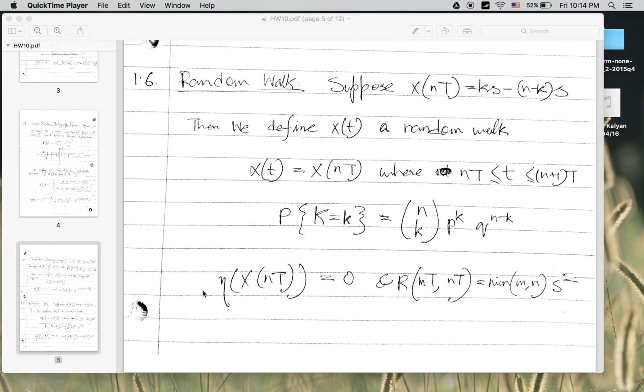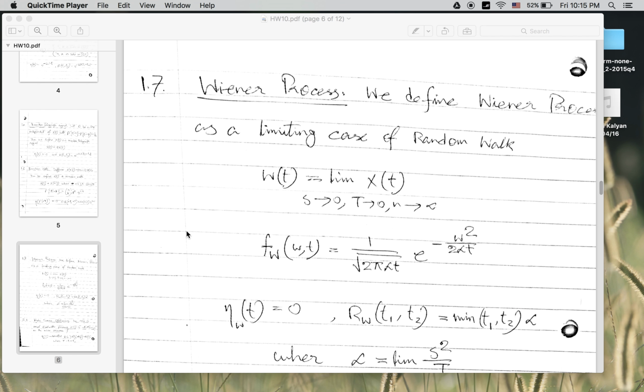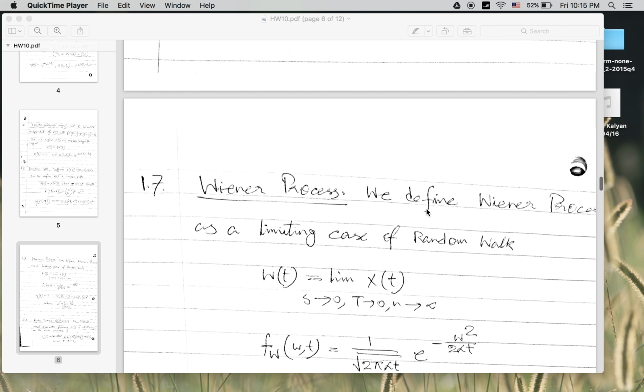We will see that the mean of this random walk would be 0. Suppose we consider a random coin tossing event for this random walk, then p would be half, q would be half, and there are only two outcomes, plus 1 and minus 1. So in that case, we will get the mean equal to 0, and the autocorrelation would be the minimum of m or n multiplied by s squared. Now we define what a Wiener process is. A Wiener process is a limiting case of random walk, that is, w of t equals the limit of x of t, where s tends to 0, T tends to 0, and n tends to infinity.